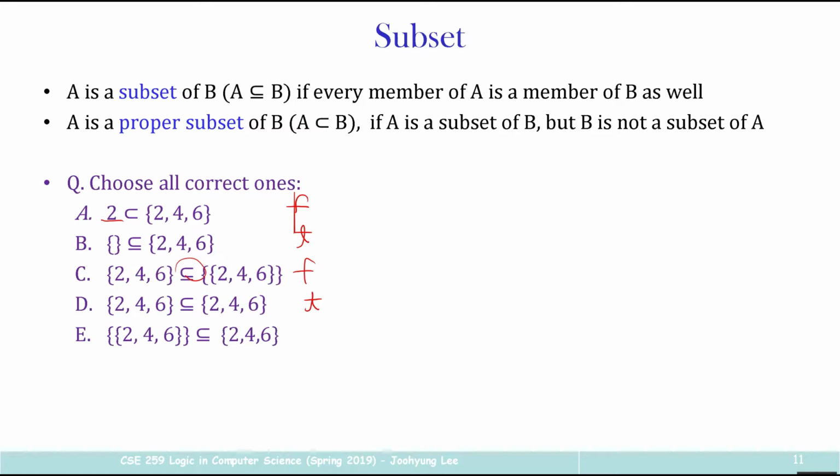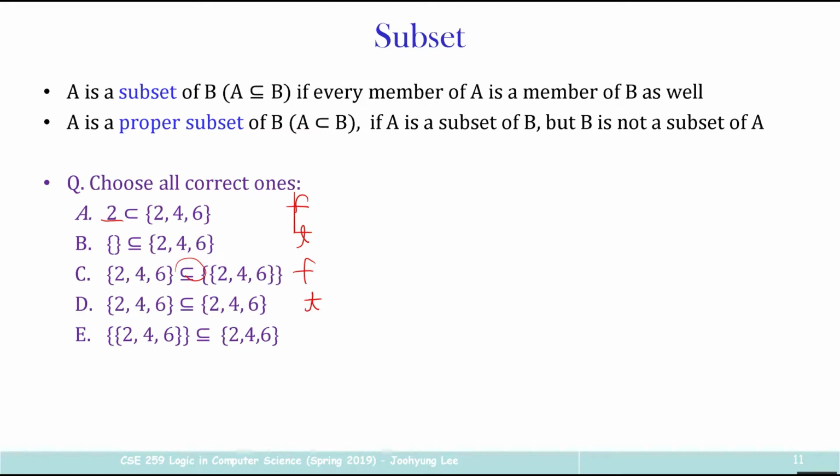D says every member of this set. So there, how many elements are in this set A? How many elements are there? How many? 3, right? So 2, 4, 6. These are the elements. Is 2 belong to the second set? Yes. Does 4 belong to second set? Yes. Does 6 belong to second set? Yes. All these 3 belong to second set. We are fine. So this is true.